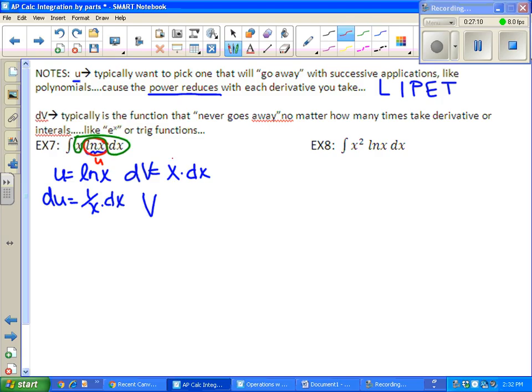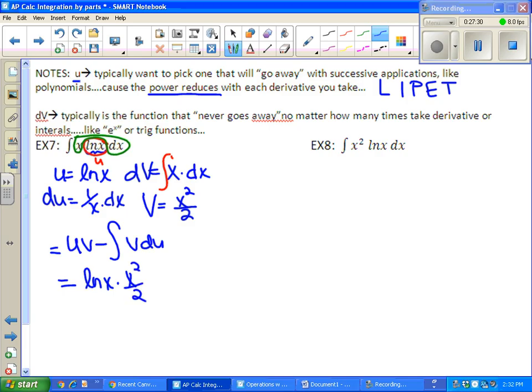And if I imagine taking the integral of x dx, I add 1 and divide by 2, so it's going to be x squared over 2. I believe that's it. And here we go. uv equals u times v minus the integral of v du. So u times v is natural log of x times x squared over 2, or 1/2 x squared, minus the integral of 1/2 x squared times 1 over x dx.